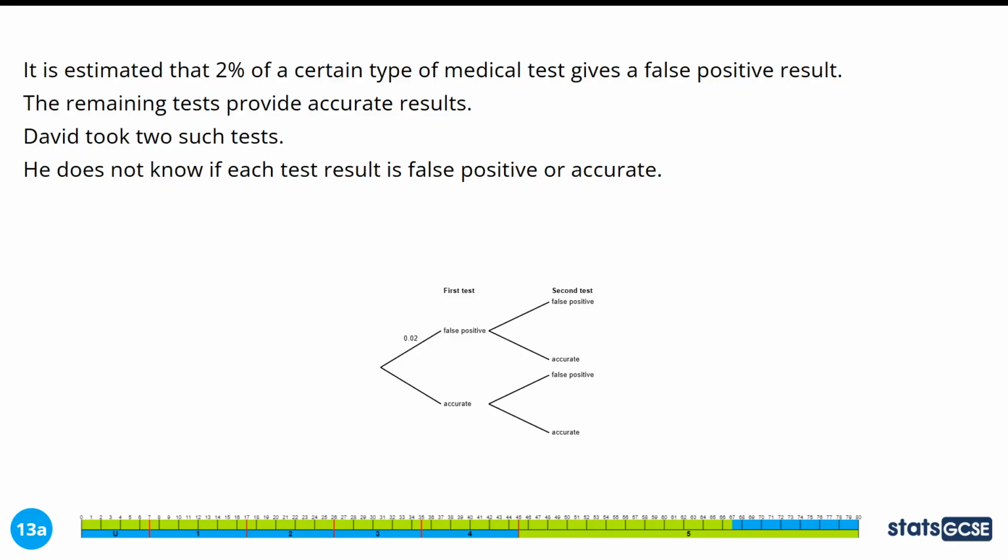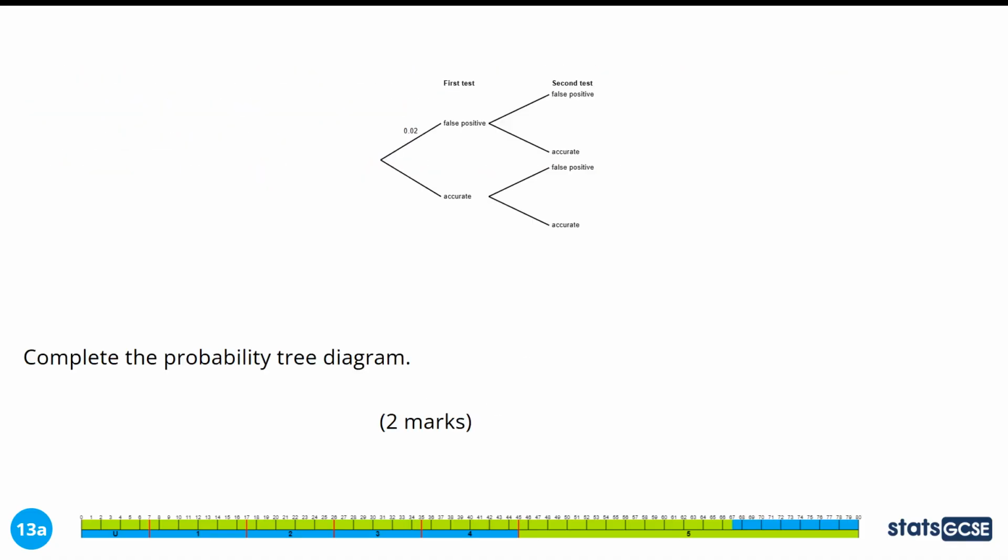It is estimated that 2% of a certain type of medical test gives a false positive result. The remaining tests provide accurate results. David took 2 such tests. He does not know if each test result is a false positive or accurate. Complete the probability tree diagram.